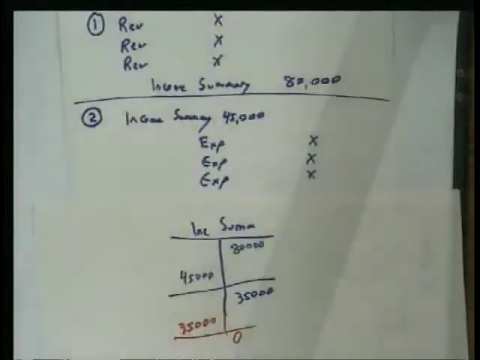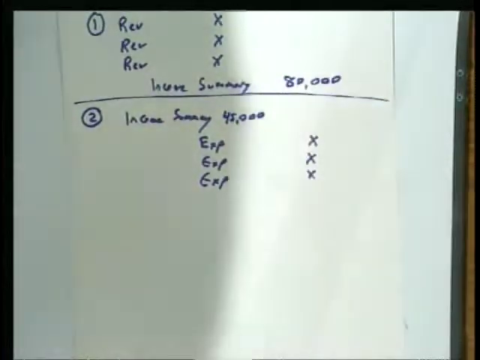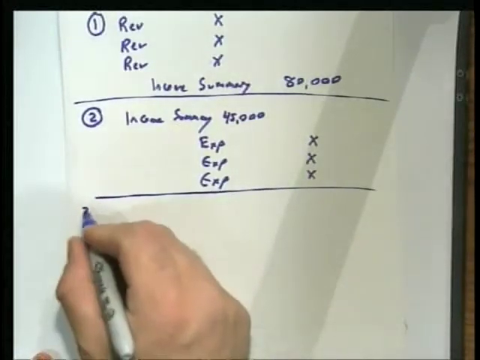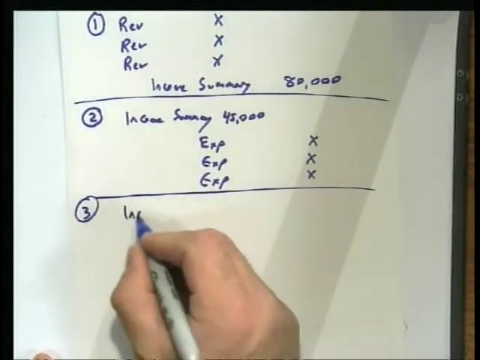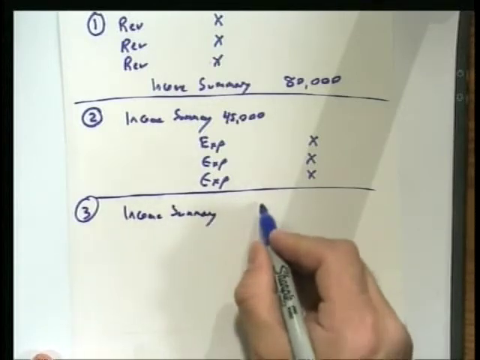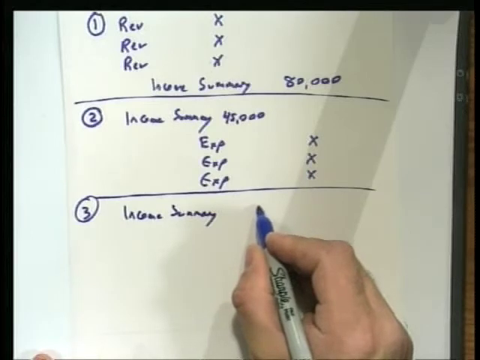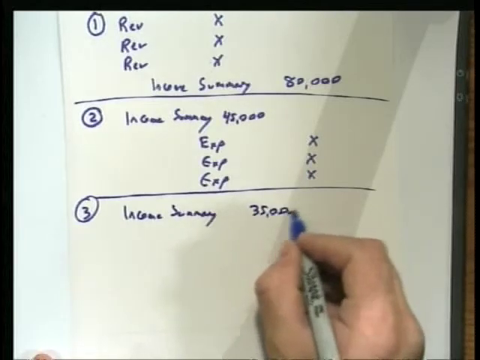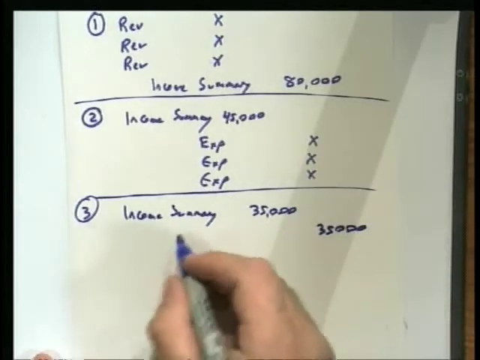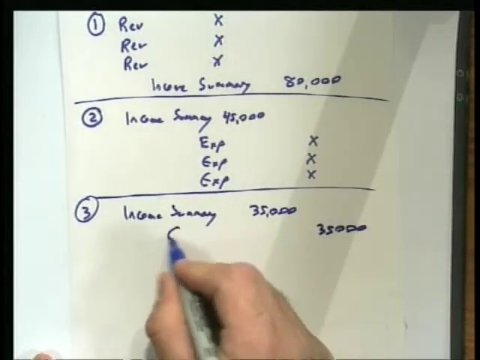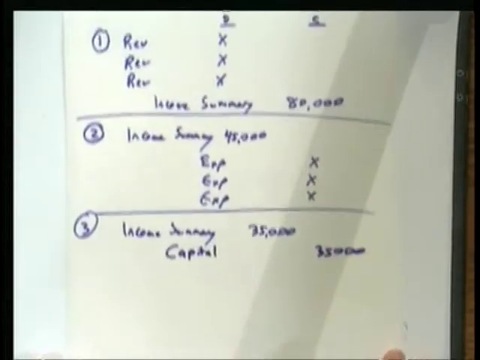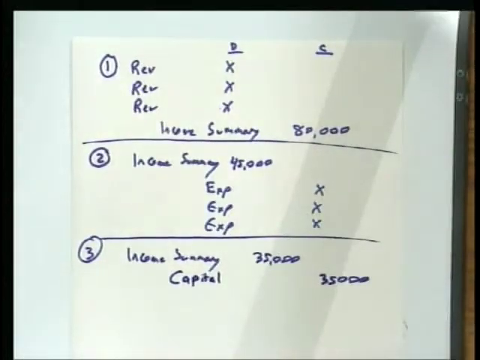So I need to debit income summary for $35,000. So our third closing entry, I debit income summary for $35,000, right? And what do I credit? I credit capital. I credit capital.